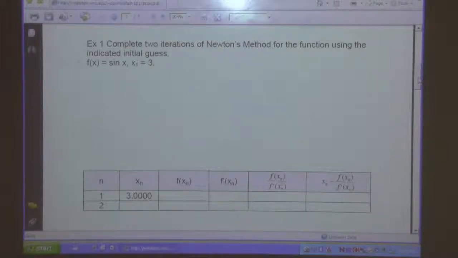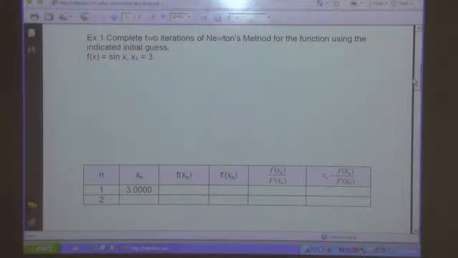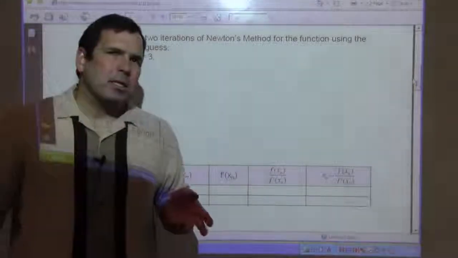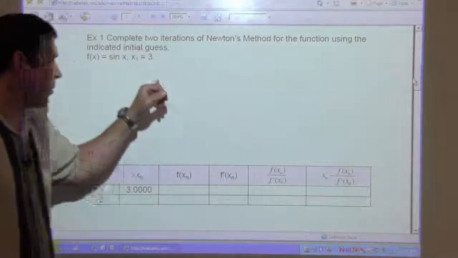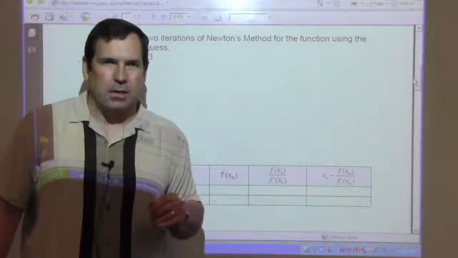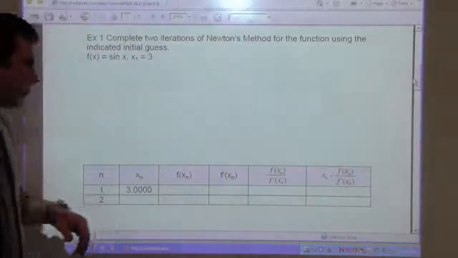So here we're going to complete 2 iterations of Newton's method for the function using the indicated initial guess. So we're going to guess that 3 is going to be a 0. Well, we know 3 is not a 0. What is the 0? Everyone say it. What is the 0 nearest 3 for sine? Think radians. And if you just said pi, you're right. So we're going to get close to pi.